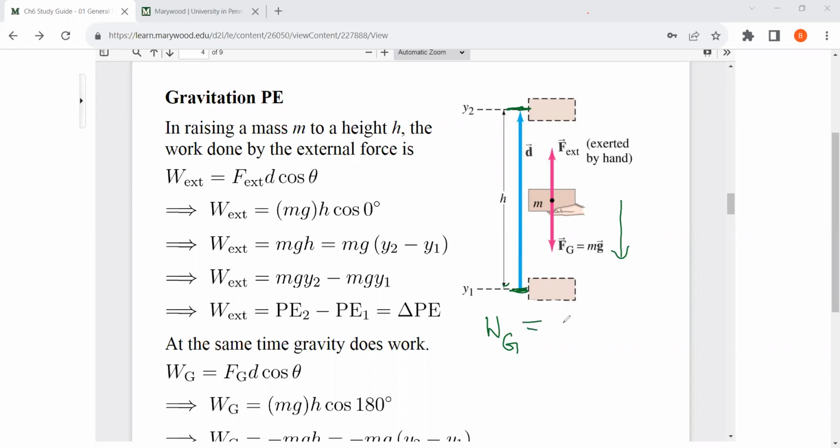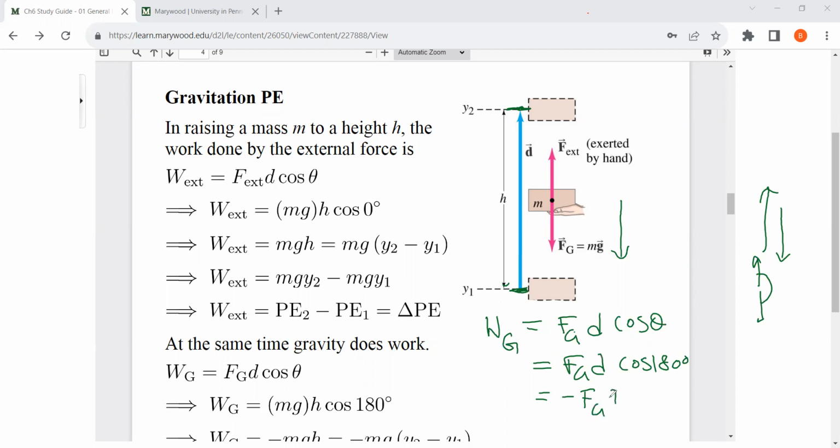So similarly, you can show that W_G equals F_G d cosine theta. So here cosine theta is cosine 180 degrees, right? Why? Because displacement is happening in this direction, but the direction of gravitational force is this. So this means the angle between the force and the displacement is 180 degrees. That means this is negative work, so what we get is minus mgh. So the work done by the gravitational force is minus mgh.